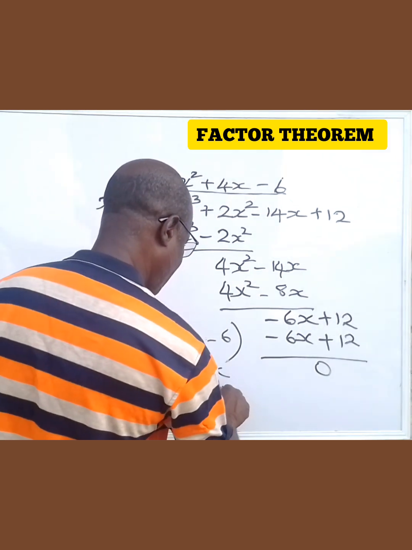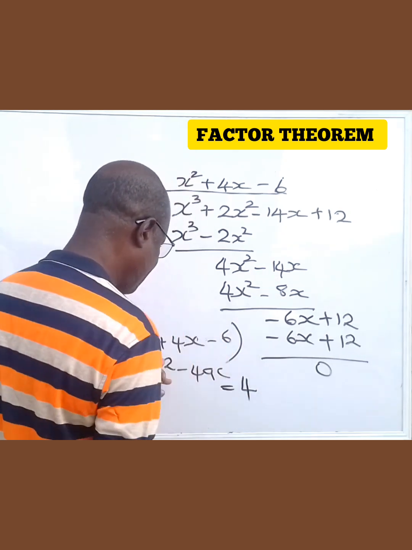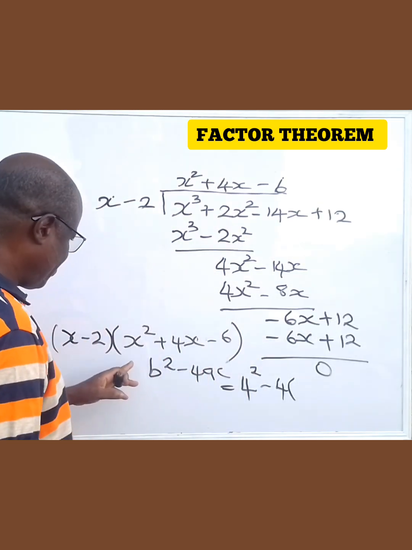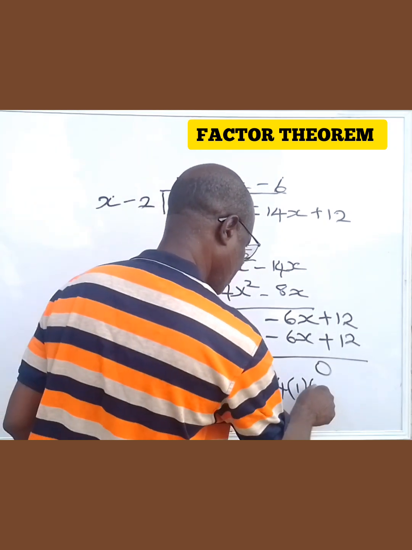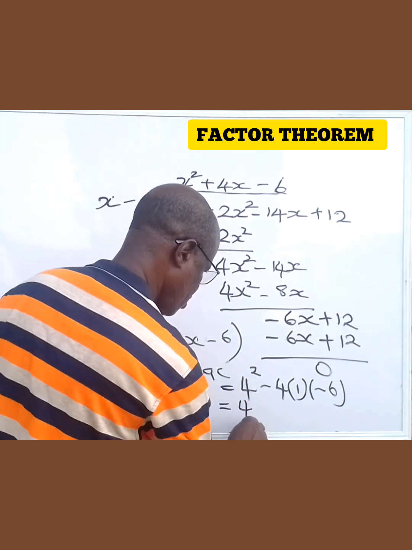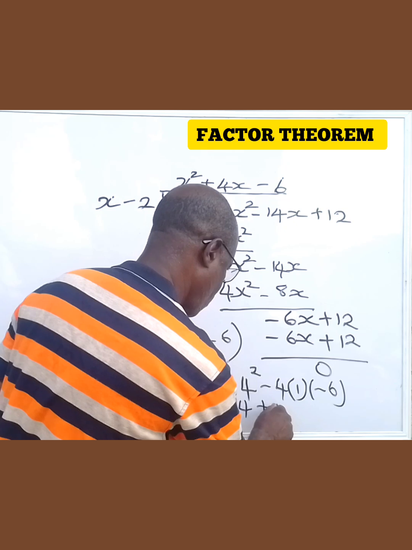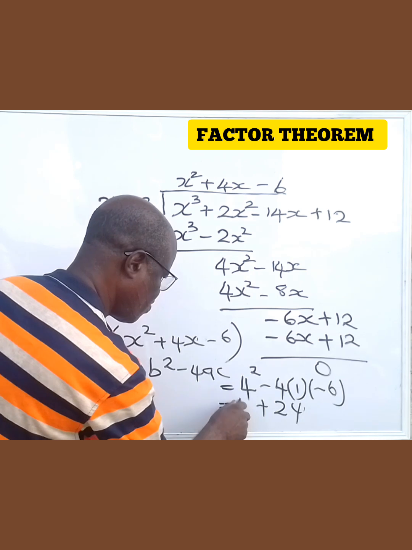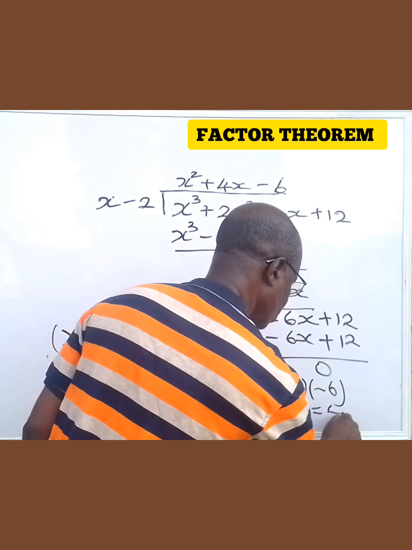So let's see. You have equal to, your b is your 4, then square, minus 4. Your a is 1, then your c is minus 6. Now, what will this give us? This is 4 plus minus times minus is plus. 4 times 6, 24. That's 24. Okay. This one is 16. 4 squared is 16. So if you add 16 and 24 together, that will give you 40.